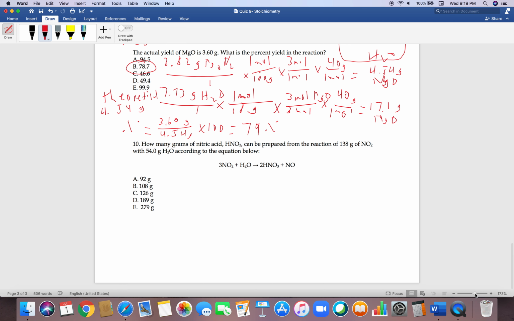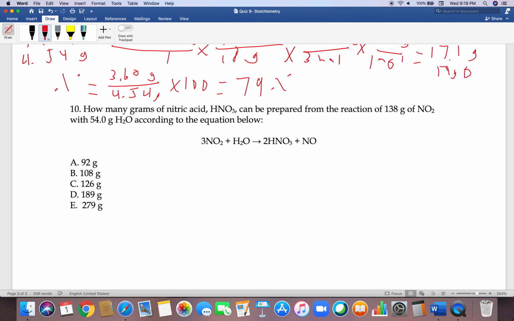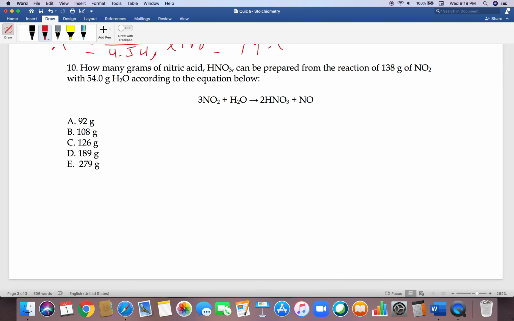And our last question here, let me just zoom in so we can get a better look. The last question says, how many grams of nitric acid, HNO3, can be prepared from the reaction of 138 grams of NO2 with 54 grams of water? So this is a simple limiting reactant problem. I'm going to convert my grams of NO2 into grams of nitric acid, and grams of water into grams of nitric acid. Here it asks for the grams of nitric acid, so I can't stop at moles here. It's not an option. I must go fully to grams.